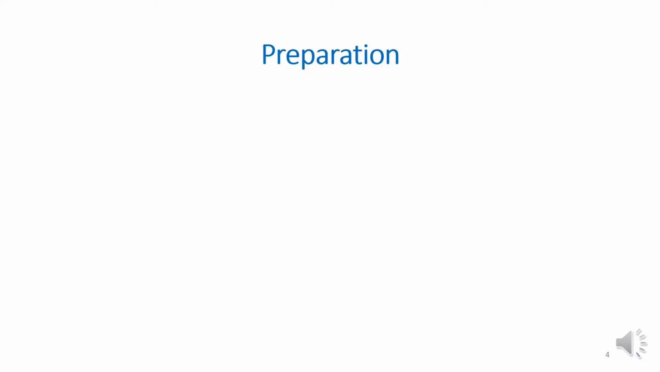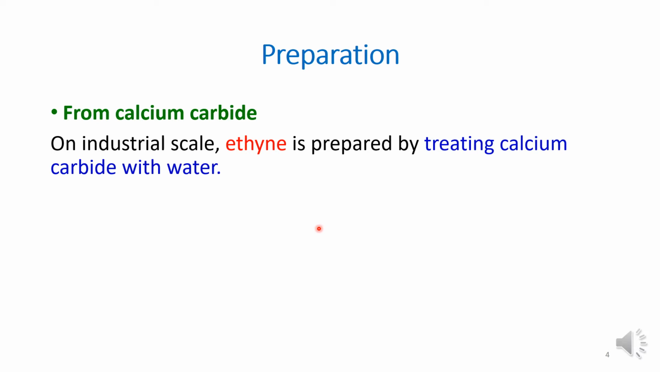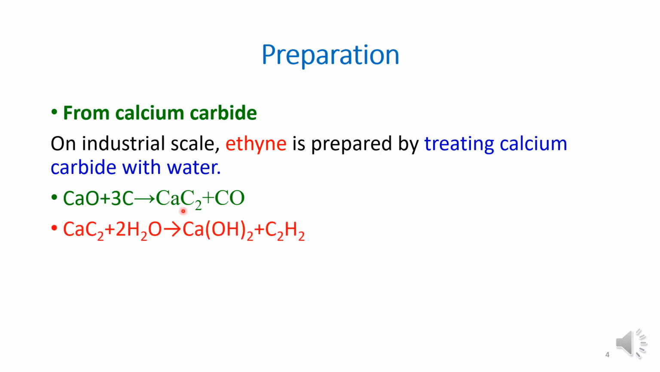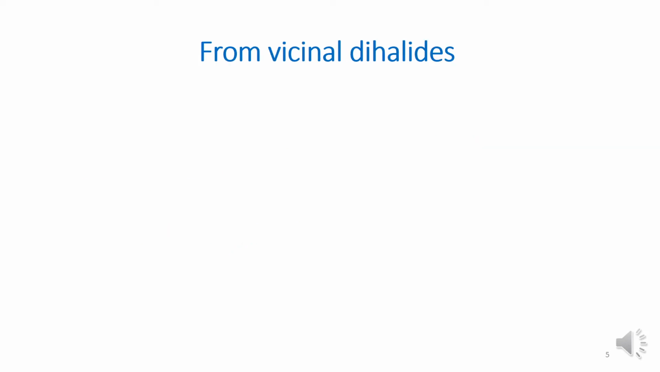Now, preparation of alkynes. First, preparation from calcium carbide. Alkynes are prepared on a big scale, or industrially, by treating calcium carbide with water. Calcium carbide is usually prepared by mixing coke powder with calcium oxide. CaC2 is the formula of calcium carbide, and on hydrolysis of calcium carbide we get acetylene or ethyne gas and calcium hydroxide.